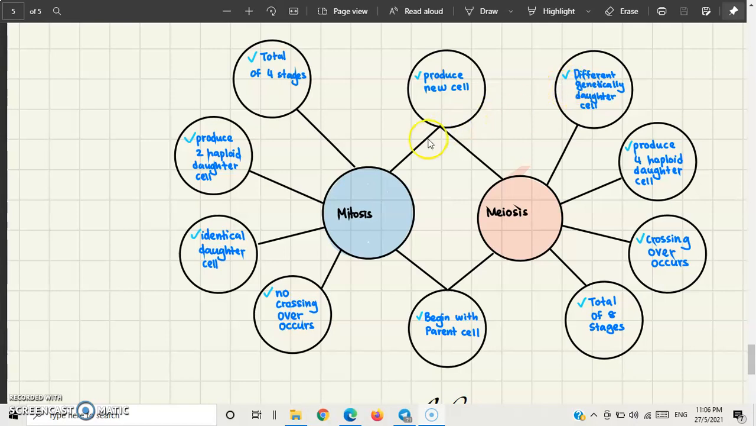Okay, and then we go to the third difference. In mitosis, a total of 4 stages. In meiosis, a total of 8 stages. Then in mitosis, no crossing over occurs. In meiosis, crossing over occurs. So can you find some more differences? I hope you can find it. For example, in mitosis, synapsis does not occur. In meiosis, synapsis occurs. You can add it on your own, right?